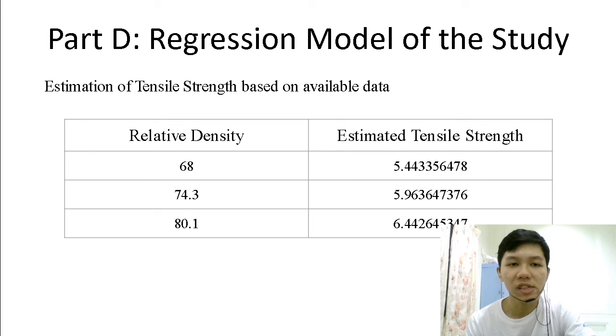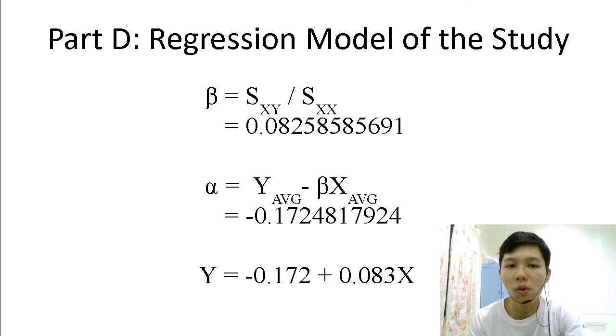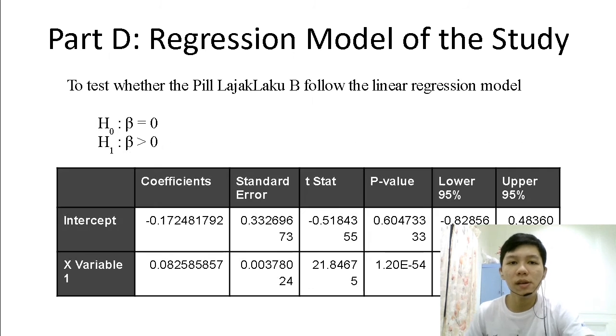So next, we want to do an estimation of tensor strength based on available data. For the relative densities of 60, 74.3, and 80.1, we get the estimated tensor strength by substituting their relative density into the previous formula, y equals negative 0.172 plus 0.083x.